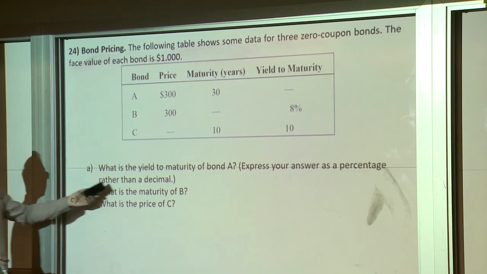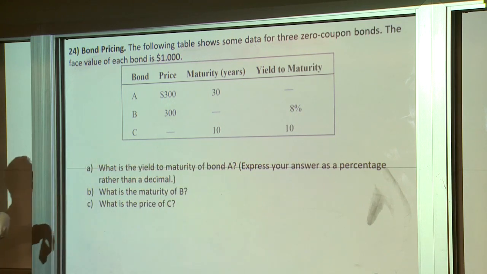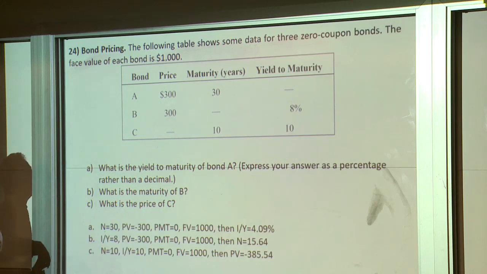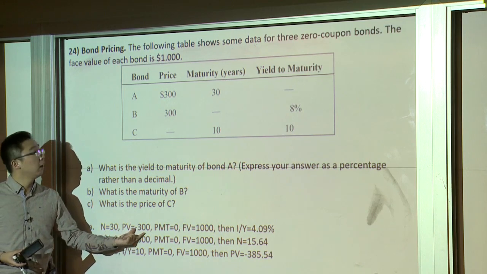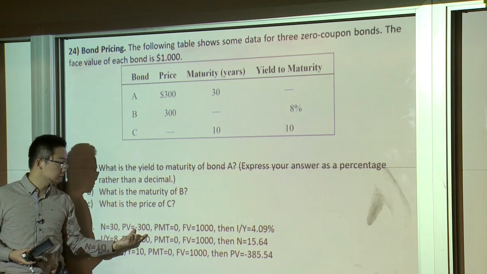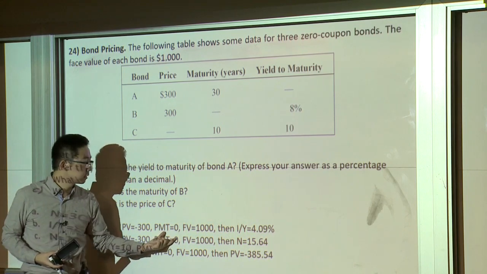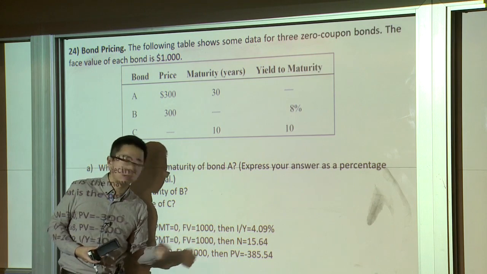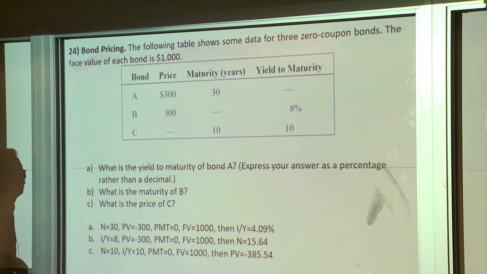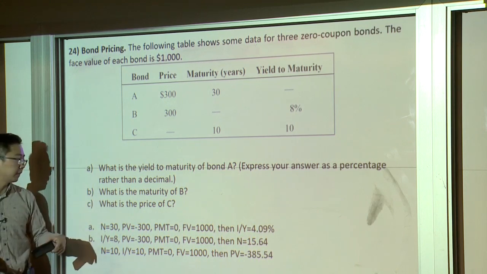The question is, what is the yield to maturity for bond A? See what variables we have. Maturity, number of years, 30 years. And present value is the price, negative 300. And PMT is 0. There is no coupon, right? 0 coupon. And future value is $1,000. We got the yield to maturity for bond A. And what is the maturity for B?